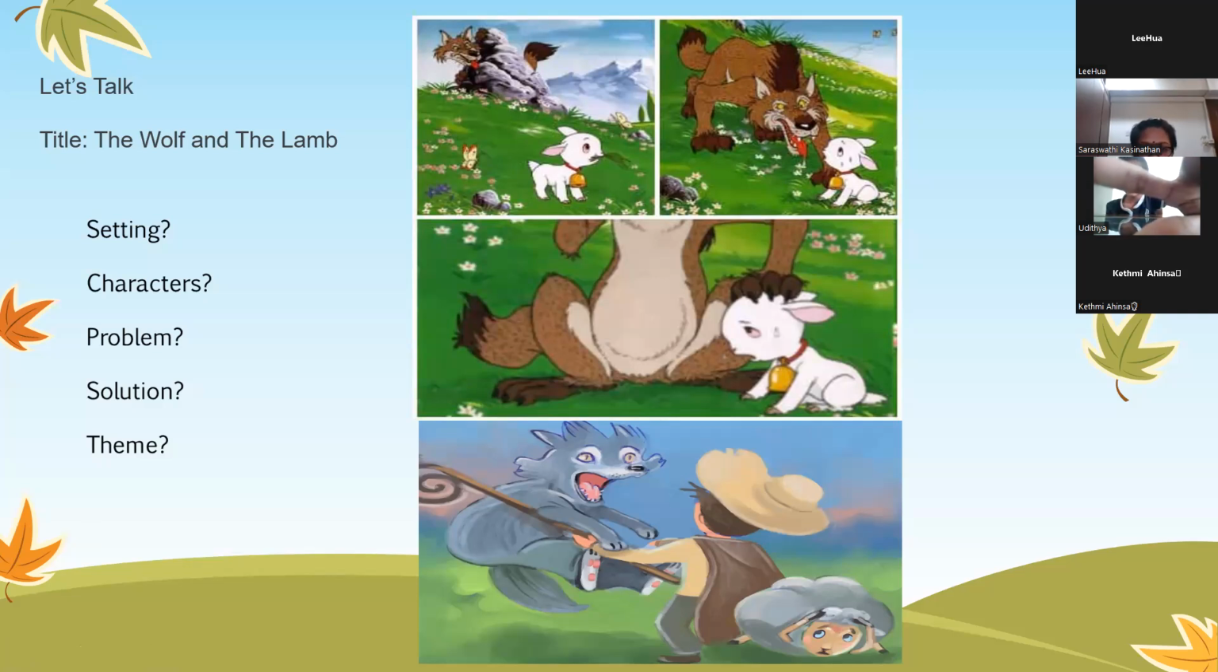You are doing very well, Uditya. A human came and hit the wolf. And? Okay, very good. Came and hit the wolf. Okay. And what happened to the wolf at the end? What did the wolf do? After being hit, what did the wolf do? Wolf ran to the jungle.